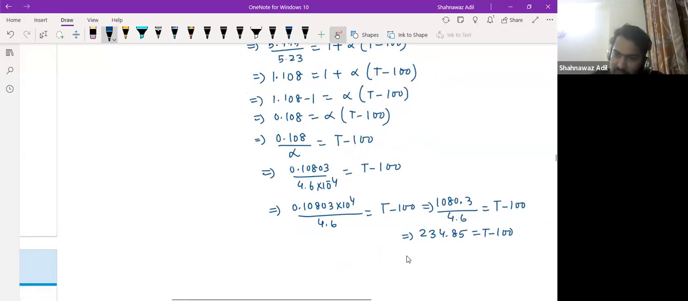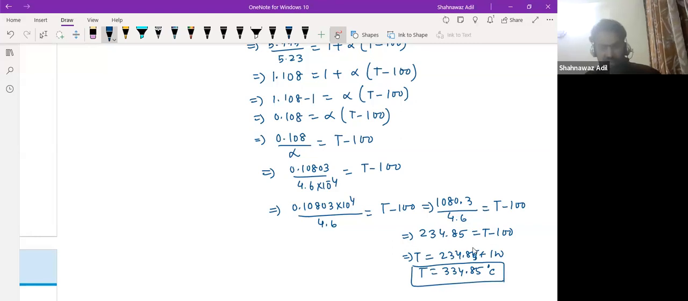So temperature would be how much? That would be 100 plus 234.85, which is 334.85 degrees. So you can imagine how hot this thing is, right? So this is the temperature of the resistance.